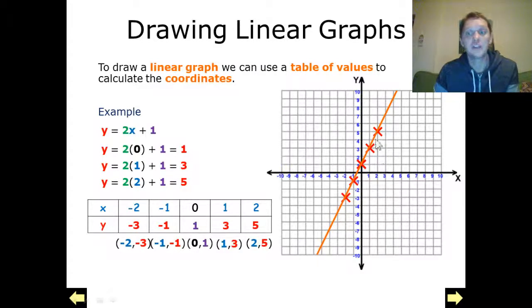Now, for those of you that are used to doing these and used to actually plotting these and drawing them, you probably already know that to draw a linear graph, you only actually need 2 points on your graph. But it's always worthwhile doing a table of values, putting in some extra values into there, just to get those method marks for when you're in exam circumstances.